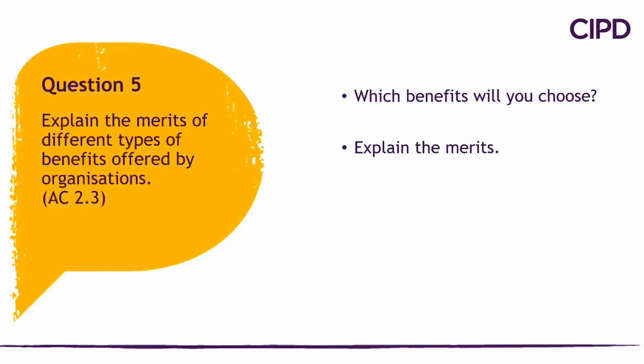Question 5 asks you to explain the merits of different types of benefits offered by organisations. When answering this question, first decide which benefits you will write about. You need to explain the merits of your chosen benefits. In other words, what are the advantages? It's not enough to explain the benefit and how it works. When deciding how many benefits to write about, 3 or 4 should be sufficient.